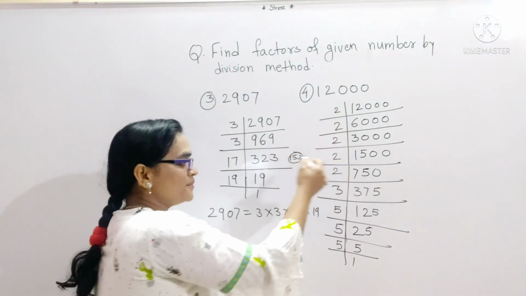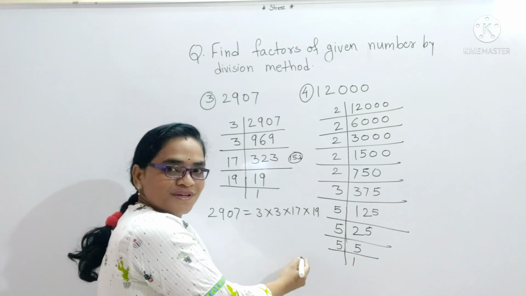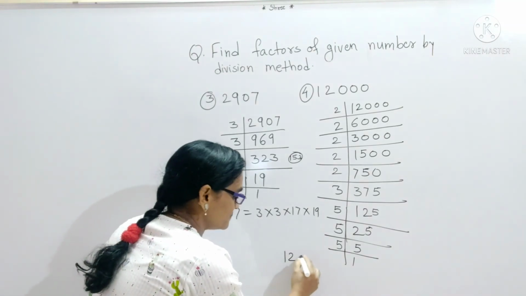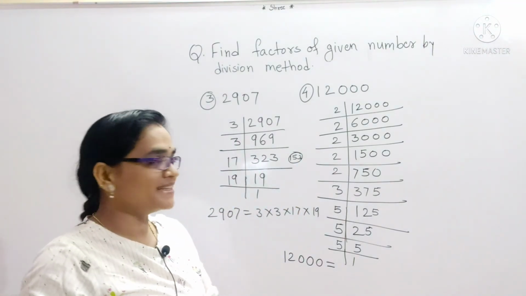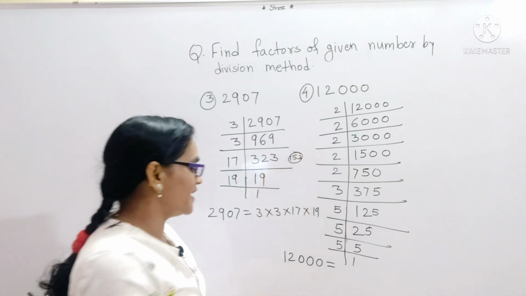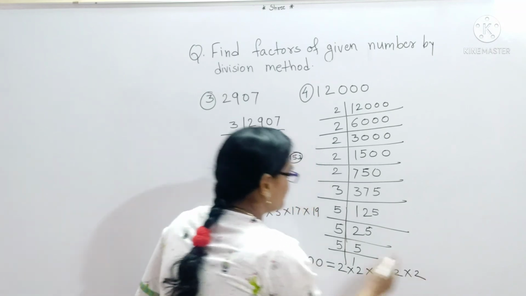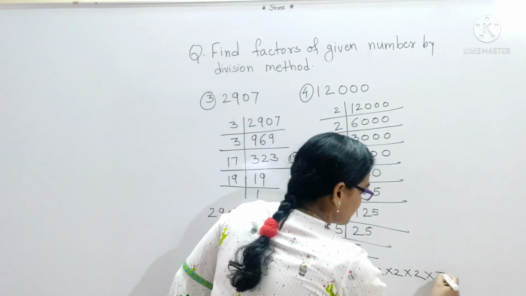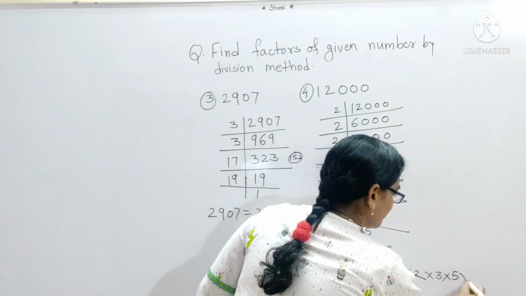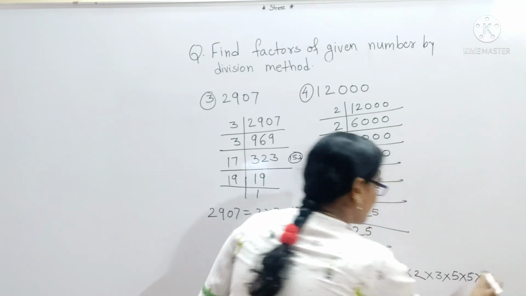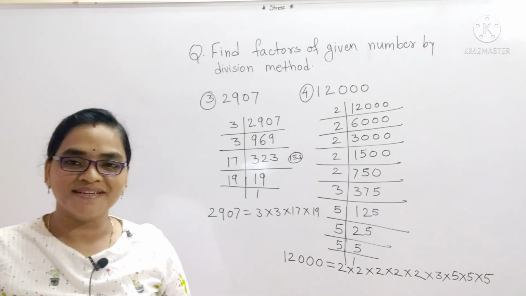2 into 2 into 2 into 2. How many times? Just remember, while writing the factors of 12,000, write as many times as you got them. 1 2 3 4 5 times 2. 2 into 2 into 2 into 2 into 2. Then 3 one time and 5 three times. 3 into 5 into 5 into 5. Okay, then let's discuss the next example.